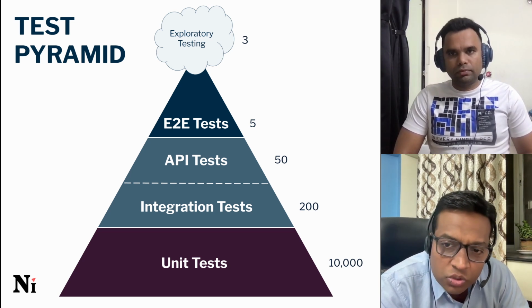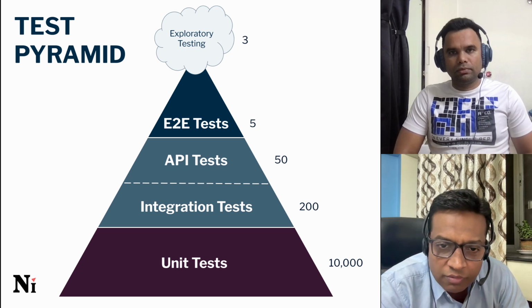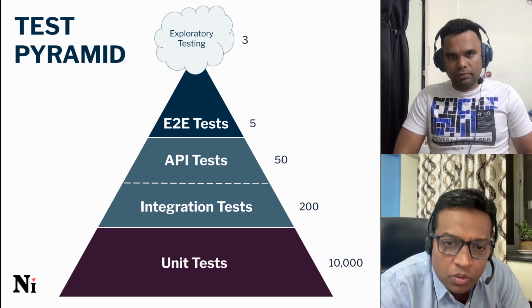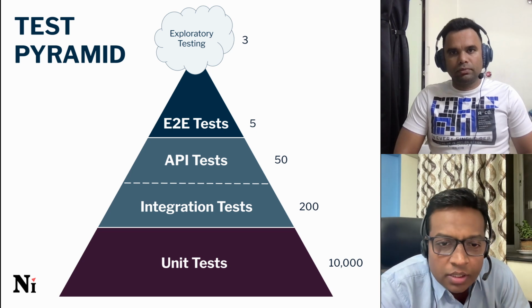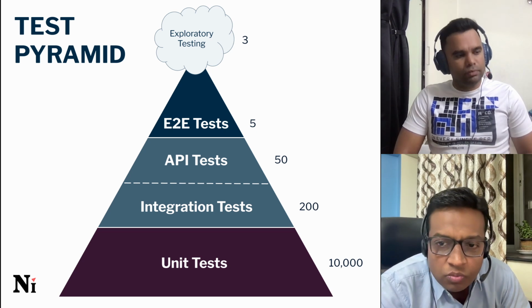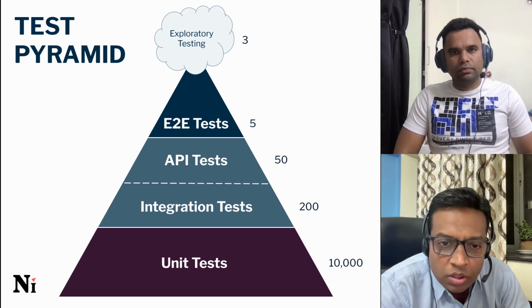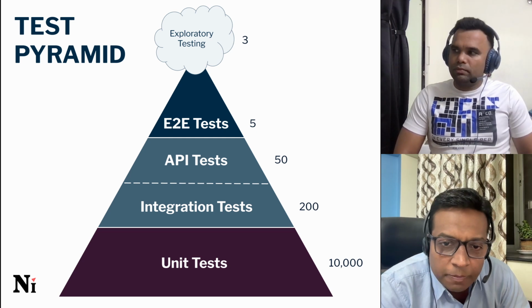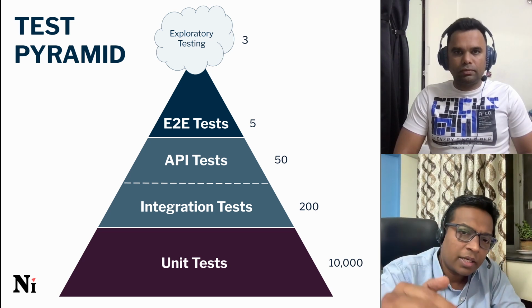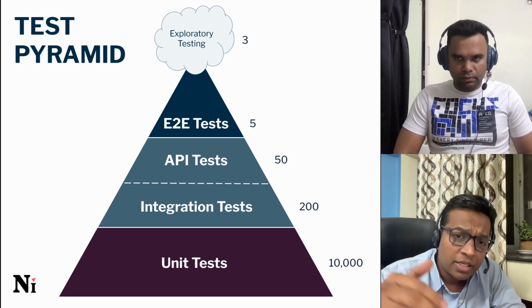So there could be multiple sources of failure, and even when something fails, it takes you longer as a team to figure out why it is failing and what to fix. So that's why they are less valuable in terms of giving you fast feedback. And so you want to have fewer of them, so that the overall time required to run the entire suite still stays small. Like that, for API tests, you want fewer of those as compared to integration tests.